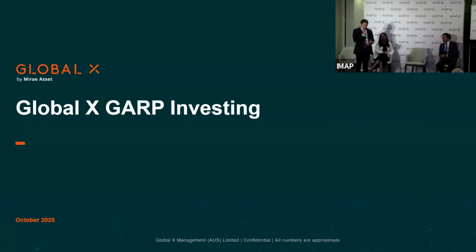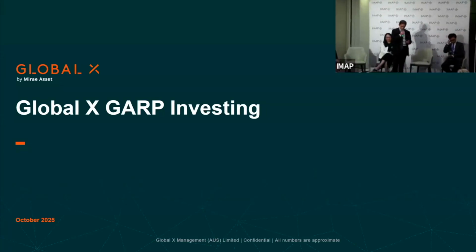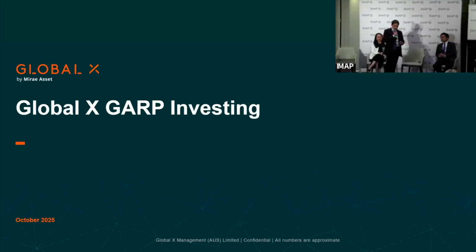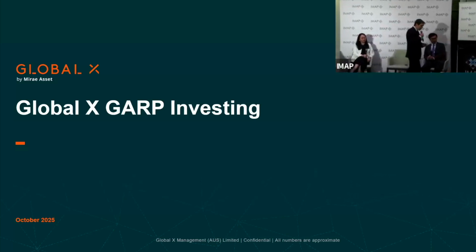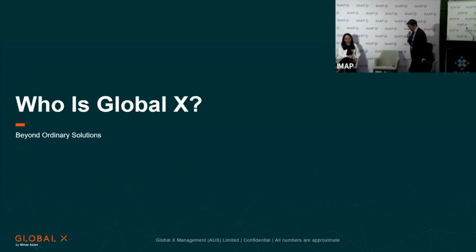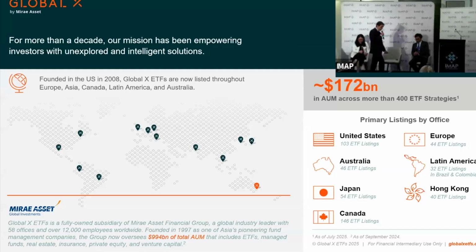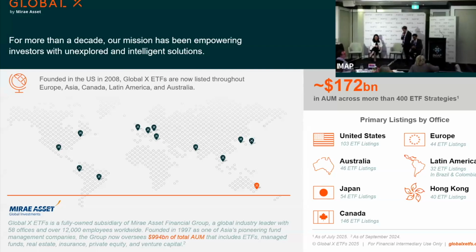reasonable price investing approaches. So at Global X, we run two GARP strategies, one of which is over the international equity universe, the second of which is over the domestic equity universe. Before we dive in covering GARP left to right, back to front, a bit of obligatory biographical background about who we are. So Global X, we're a global asset manager, roughly covering 900 billion in assets under management, US dollar terms, across ETFs, managed funds, private equity, venture capital, real estate, and so on and so forth.